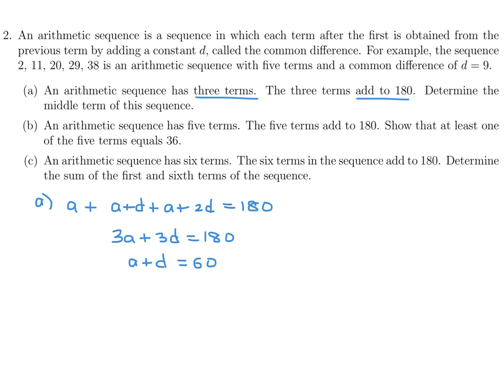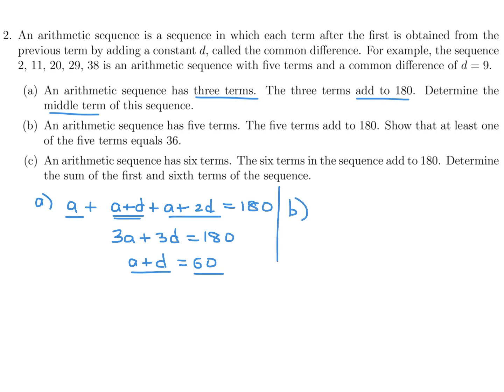Now in this question they're saying, what is the middle term? Well, this was the first, this was the second, and this was the third. So the middle term is a plus d, and a plus d is equal to 60. So that's basically how you do that. 60 is the correct answer to this question.